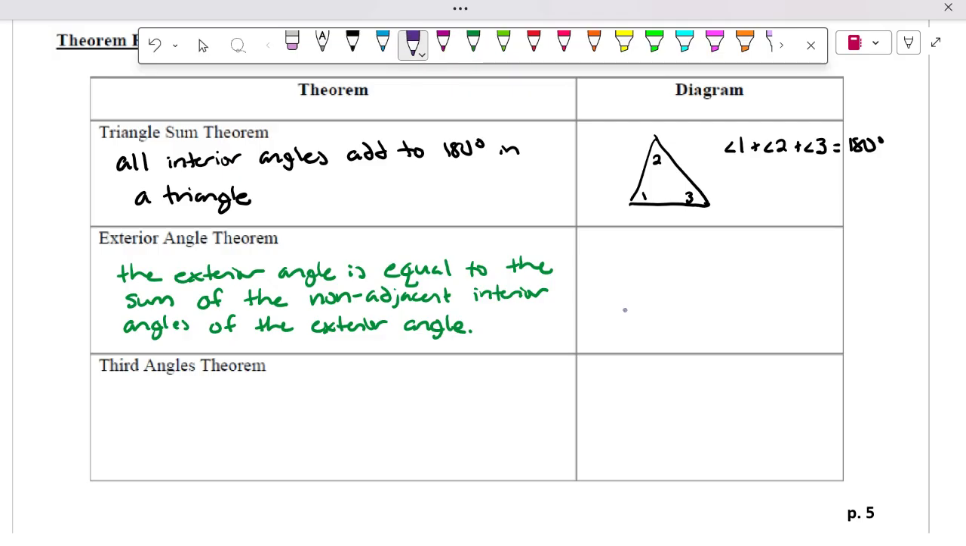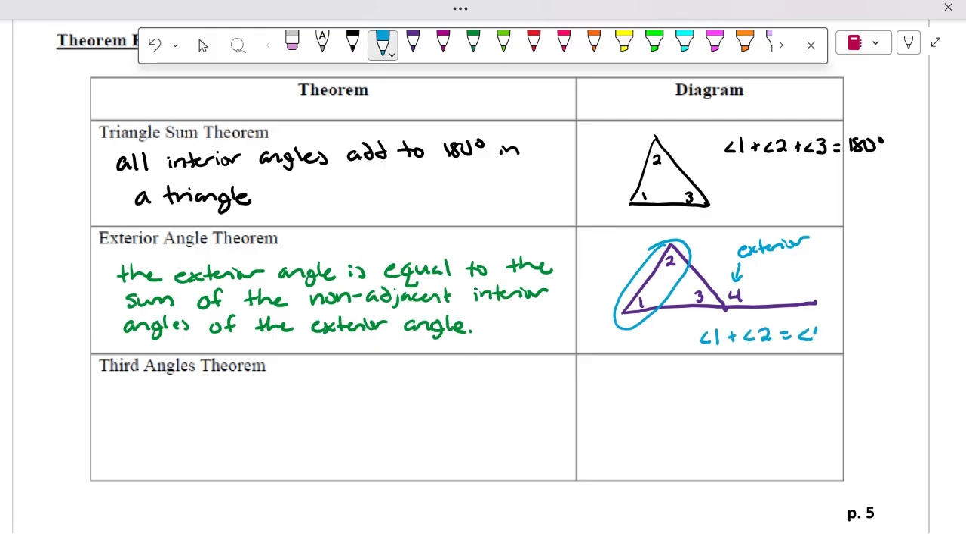So typically what that looks like, you have a triangle with an extended line. Let's call this angle 1, 2, 3, and 4. So we know 4 is the exterior angle. Which two angles are the non-adjacent angles? 1 and 2. So these are the non-adjacent. So that means that the measure of angle 1 plus the measure of angle 2 is equal to the measure of angle 4.